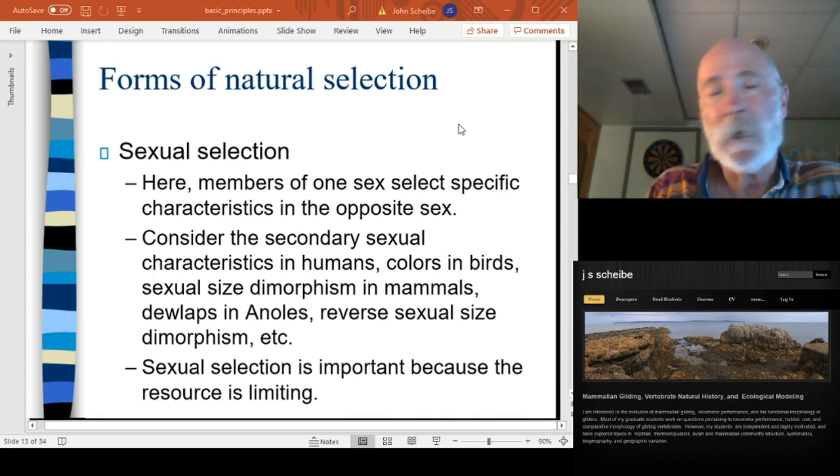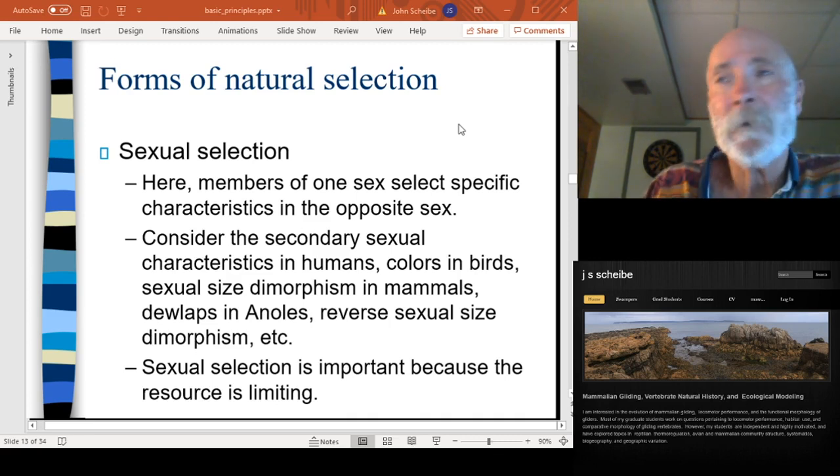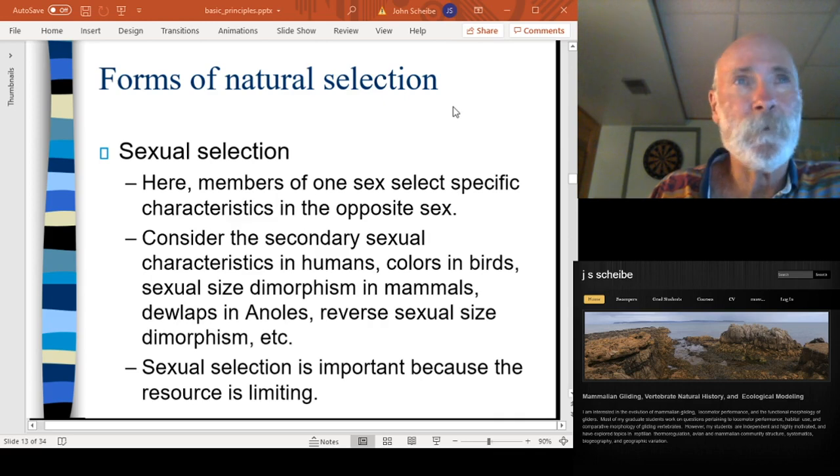In birds, females are selecting males on the basis of their song and on the basis of their color patterns. Males with bright colors have better diets, better nutrition, and so on, and they are the better catch for the female.